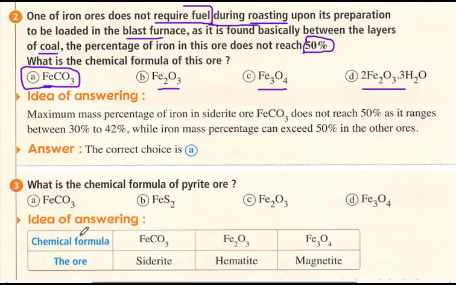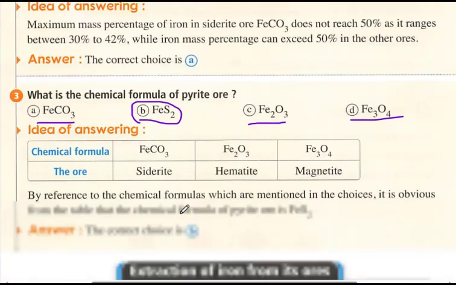Let's have another example. What is the chemical formula of pyrite? Here, this is magnetic iron oxide. This is hematite, ferric oxide or iron(III) oxide. This is ferrous carbonate or siderite. So we do not take this. And this is pyrite, FeS2. And this is the correct answer.